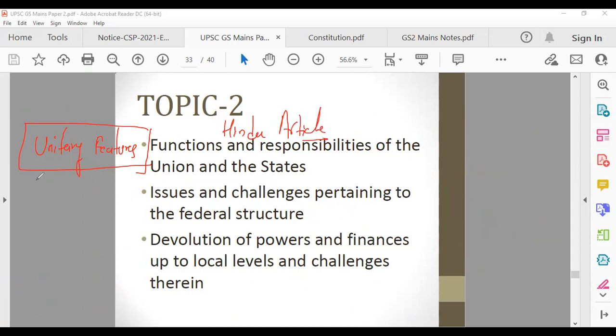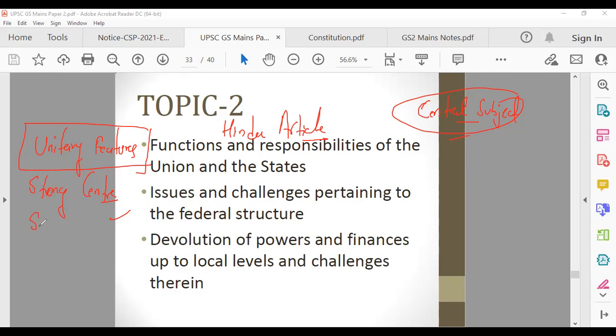Unitary feature, strong center. So we have a strong center. More subjects are with the center, like when we read Schedule 7, where there's the state list, central list, state subject, central subject, concurrent subject. So central subjects are more. You have a strong center. The center can make laws on more subjects.